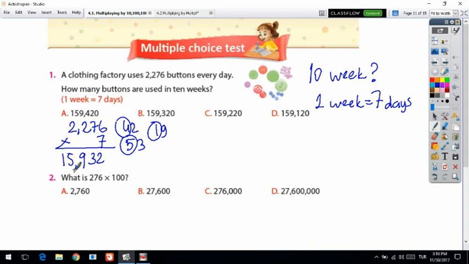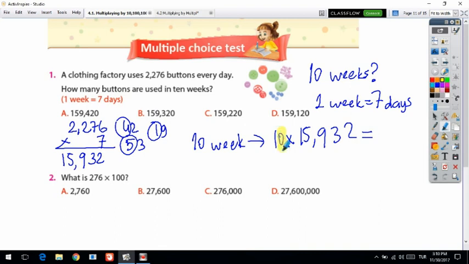15,932 just for 1 week. So what do I do if I want 10 weeks? I multiply by 10, I mean 10 times 15,932. So what was the answer? So you close the number of zeros at the end, 1. Then you write your number 15,932. Then I bring 0 at the end. So now 1, 2, 3 comma. So the answer could be 159,320. Your answer is B.